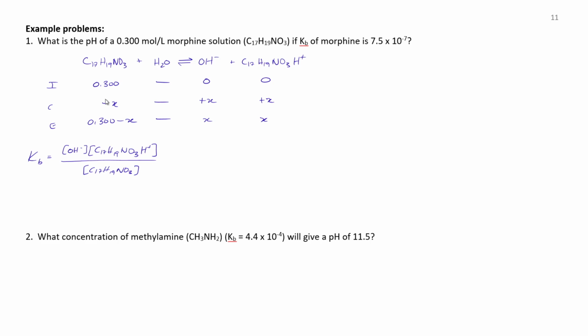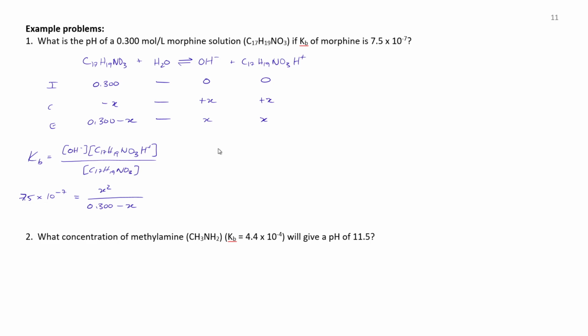Now I'll insert my value. I have the Kb of morphine given to me in the question: 7.5 times 10 to the negative 7. Then my equilibrium concentration of hydroxide is X multiplied by the equilibrium concentration of the conjugate acid of morphine, which is also X. So X times X, that's going to be X squared, all over 0.300 minus X.